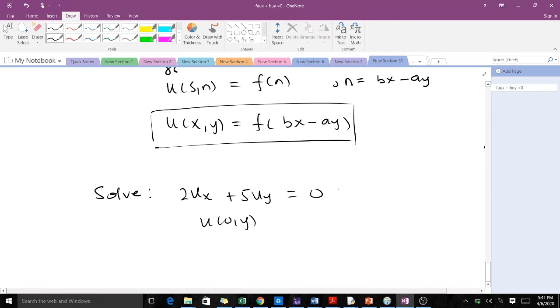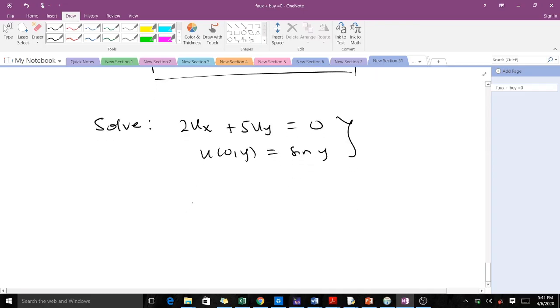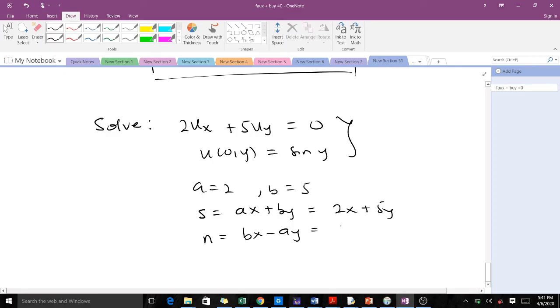Okay. So, with u_x plus ... equal to sine y, we know from here that our a is 2, our b is 5. So our s, which is equal to ax plus by, will be equal to 2x plus 5y. And our n, which is given by bx minus ay, will be equal to 5x minus 2y.